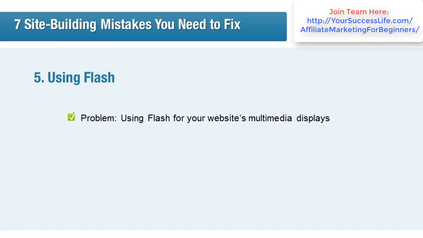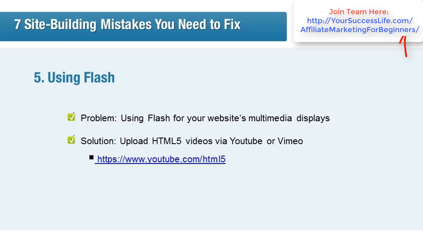And now we've reached number 5 on the list of possible errors: using Flash for your website's multimedia displays. Flash can have compatibility issues with some devices. You want everyone to be able to see your content if you're going to all the effort of getting it there. So what can you do? You can upload videos, all rendered using HTML5, via YouTube or Vimeo. Check your settings at www.youtube.com/HTML5, clicking Request the HTML5 player if you're currently set to default player.